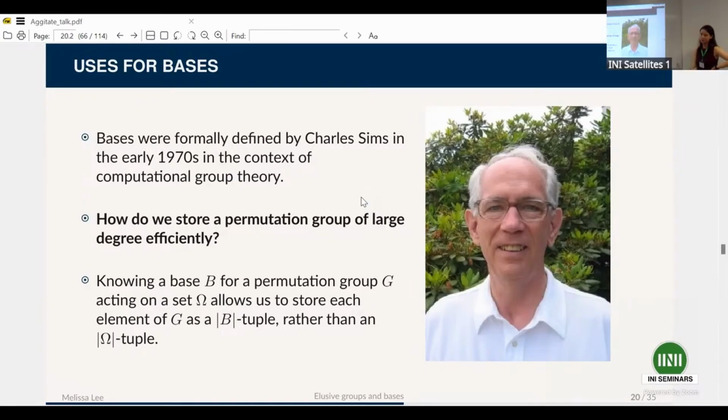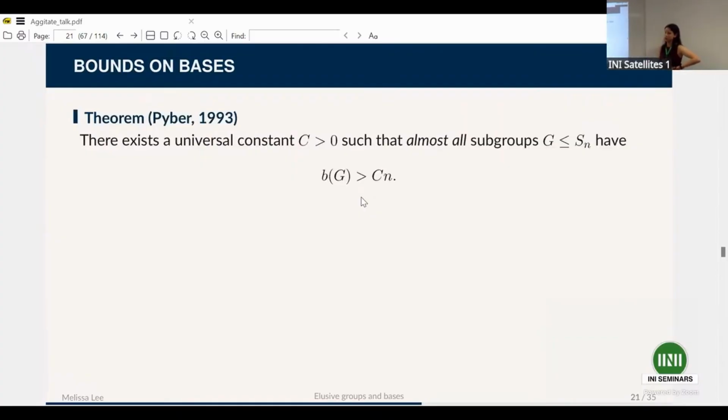Okay, but bases are not always smooth sailing. So Peter showed in 1993 that there exists a universal constant C greater than 0, such that almost all subgroups of Sn, and here almost all means a proportion tending to 1 as n tends to infinity, have base size greater than C times n. Okay, so somehow for most groups in a family, the base size increases with the degree. Okay, so that's not so fantastic if you're wanting to find really small bases for large degree permutation groups.